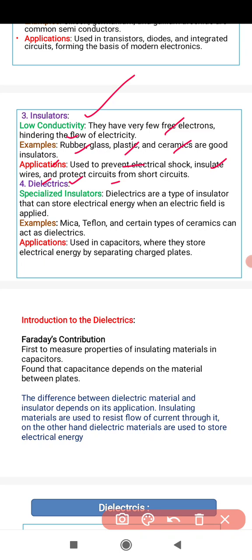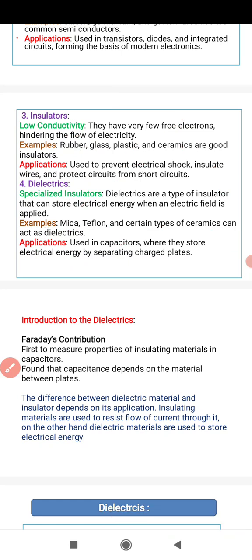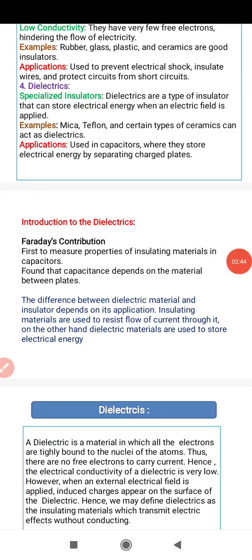So now we see the dielectrics. Dielectrics are specialized insulators. Dielectrics are a type of insulator that can store electrical energy when an electric field is applied. Examples are mica, Teflon, and certain types of ceramics. Dielectrics are used in capacitors, where they store electrical energy by separating the charged plates.